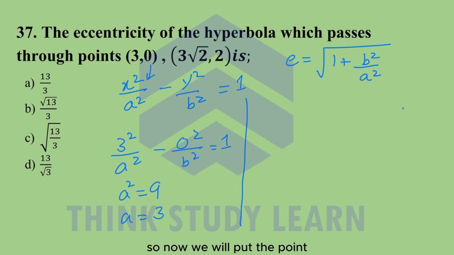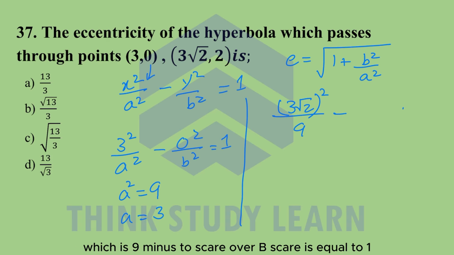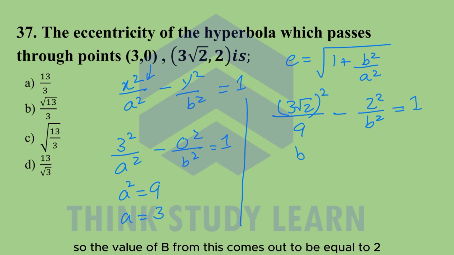So now we will put the second point, (3 square root 2) whole square over a square, which is 9, minus 2 square over b square is equal to 1. So the value of b from this comes out to be equal to 2.